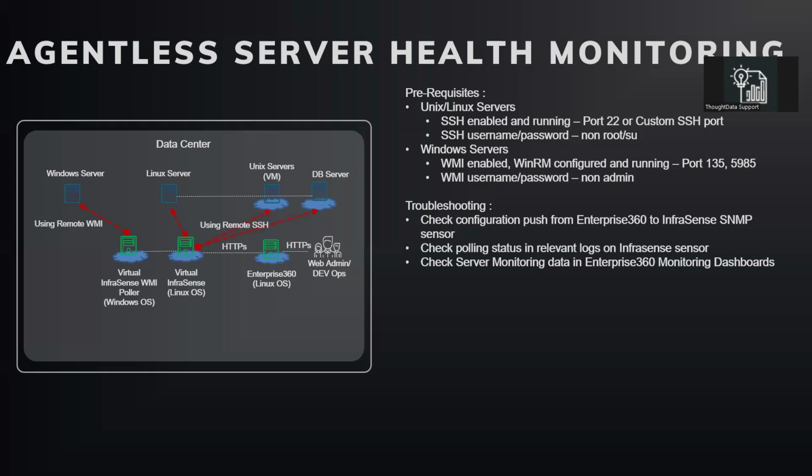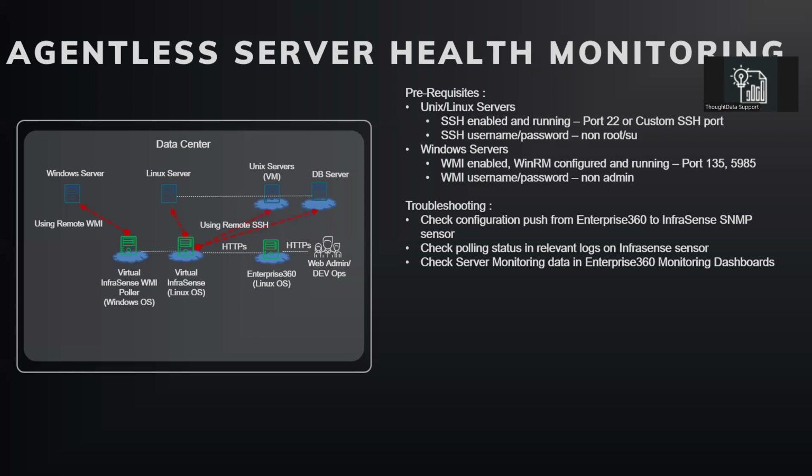And the methodology of monitoring for Windows systems for agentless monitoring is the WMI protocol, which is the Windows Management Instrumentation. And if you want to do agentless monitoring for Windows-based systems, you also need an additional component, called the InfraSense WMI Poller. The InfraSense WMI Poller is a piece of software which runs on Windows operating system, and it polls all the Windows devices over remote WMI protocol, collects all the information and sends it to the Linux InfraSense system for processing the data.